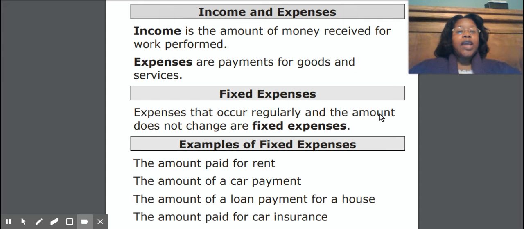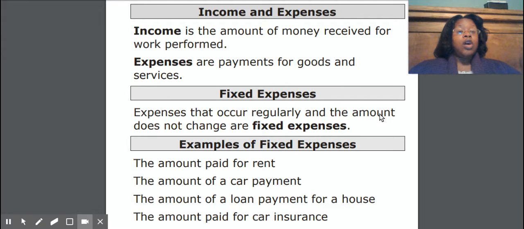Hi, mathematicians. Today I would like to talk to you about expenses and income. Now, income is the amount of money received for work performed. Expenses are payments for goods and services. Now, we need to learn about two different types of expenses.